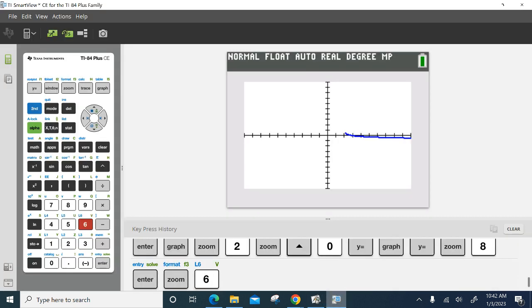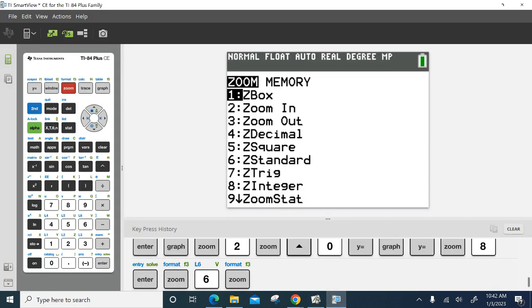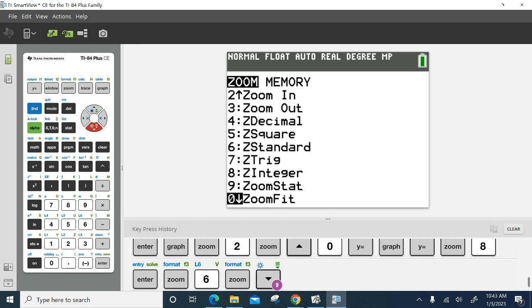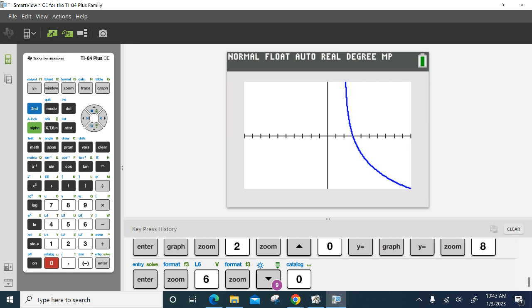If everyone goes to Zoom right now, hit your Zoom button. And it's not listed here because you have to scroll down, because there's more options below. If you'd rather get a good picture of your graph, you can go to 0, which is zoom fit, and your calculator will fit right over that graph, and you can get a better picture and be more confident.